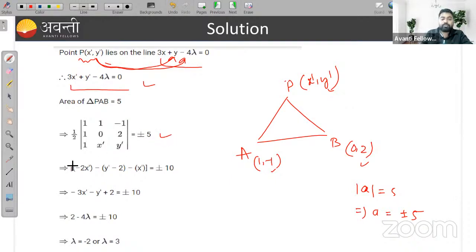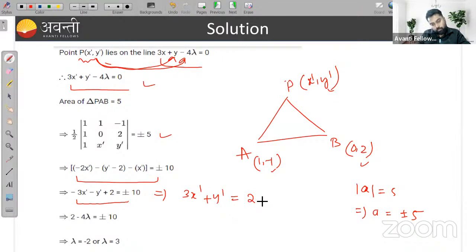Then find the determinant of half into this determinant. After evaluating the determinant, we get this equation. Finally, by simplifying, we get -3x' - y' + 2 = ±10. That is, we can also write this as 3x' + y' = 2 ± 10.